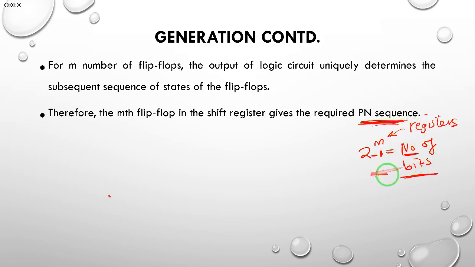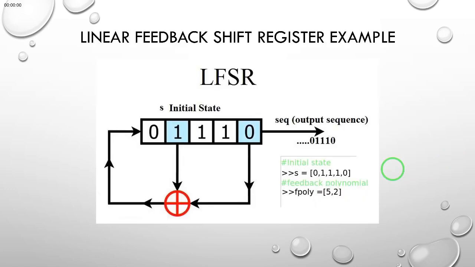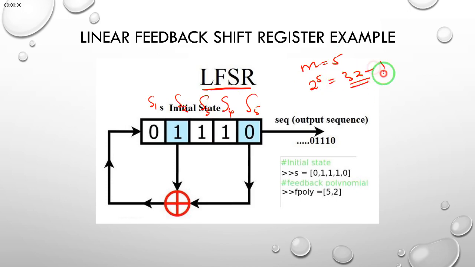And therefore we will have this number of clock cycles before the code that is generated starts repeating itself. So this here is an example of a linear feedback shift register. This one has S1, S2, S3, S4, and S5. So m is equal to 5, and therefore 2 to the power 5 minus 1 gives us a 31-bit PN code.